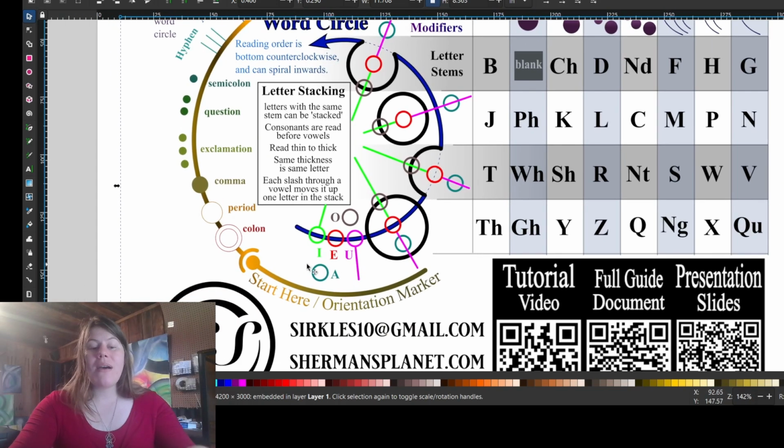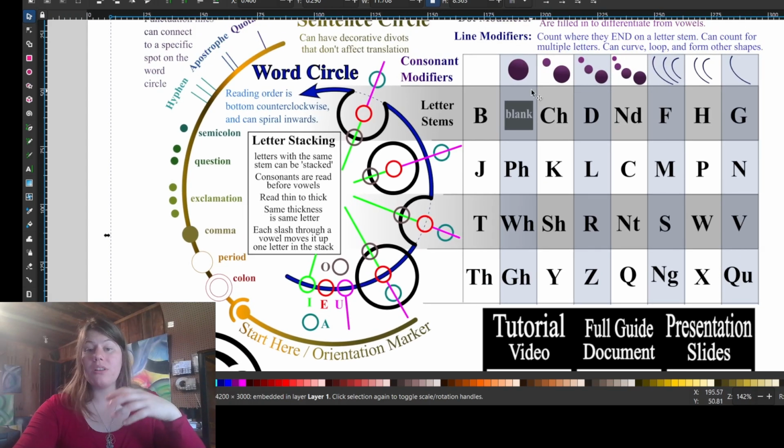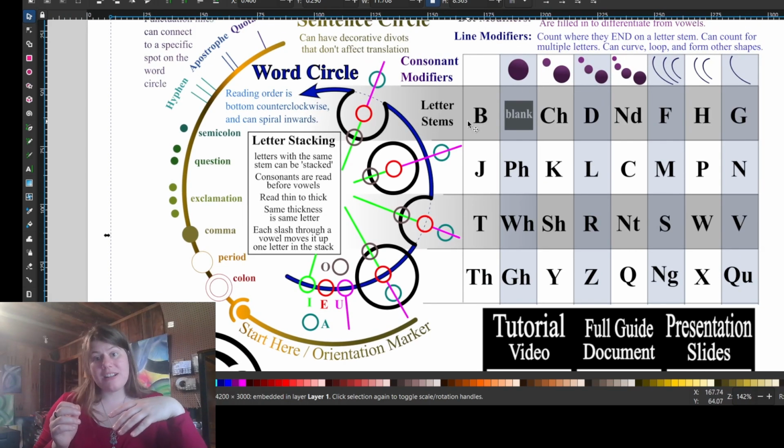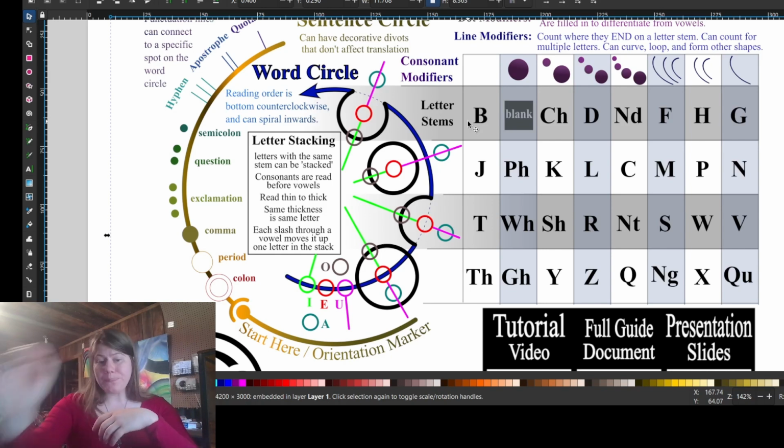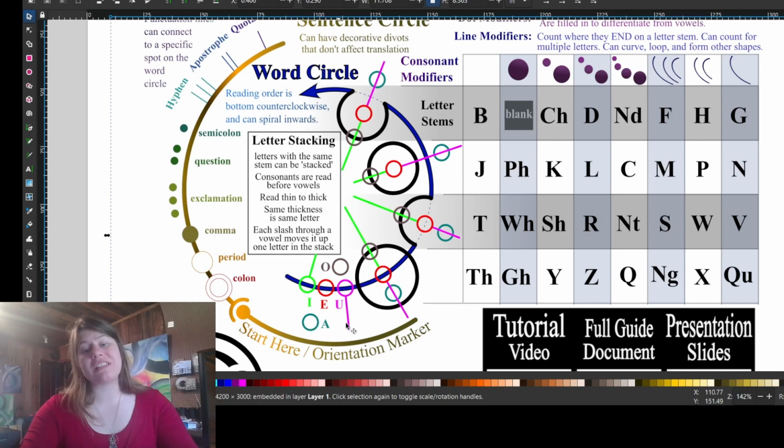Vowels are these little guys, and they look similar to dot modifiers. The biggest difference being dot modifiers are filled in, whereas vowels are open in the middle. So an A is outside the word circle, and it is the only thing entirely outside the word circle. Everything else is somewhat touching or connected or inside the word circle.